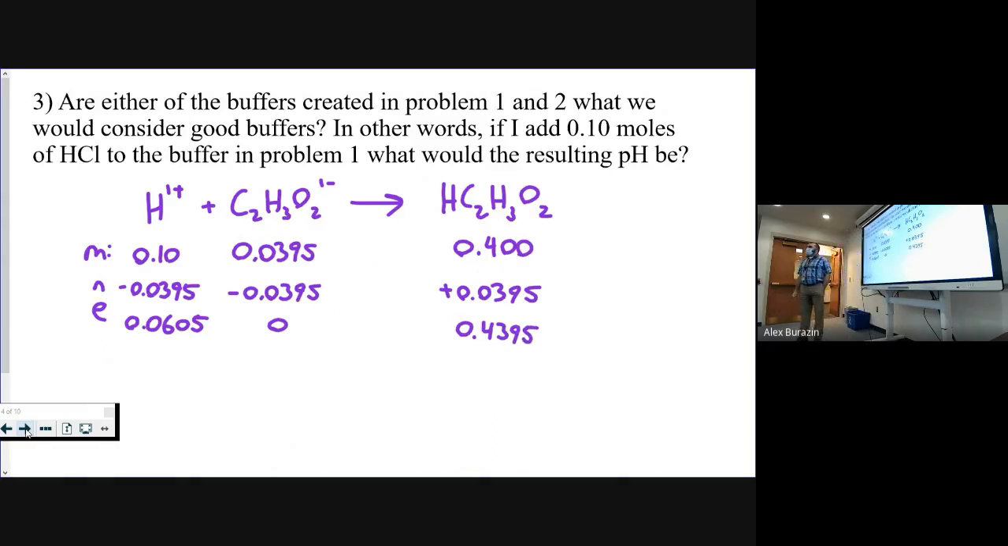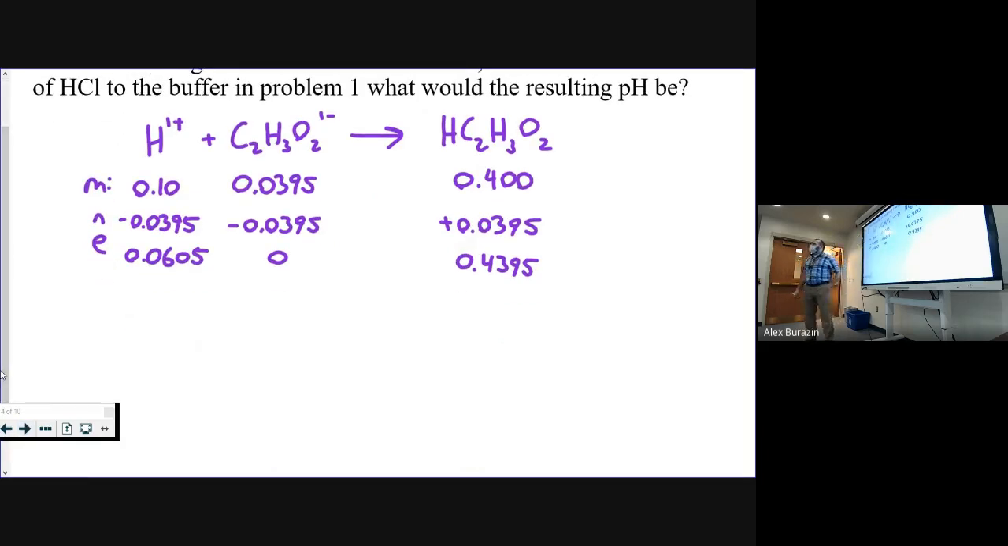Okay, neutralization is done. What do I have right now? Do I have a buffer? No. I don't have a buffer, do I? What do I got? Two acids. That's strong. That's weak. We have broken the buffer. It's not a buffer anymore. What I have is strong acid and weak acid.